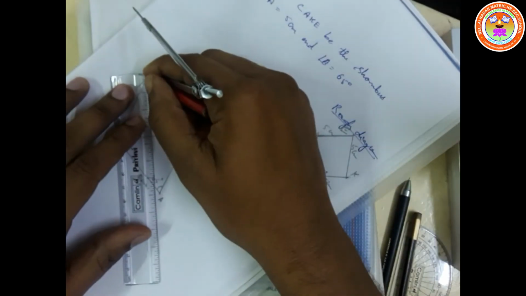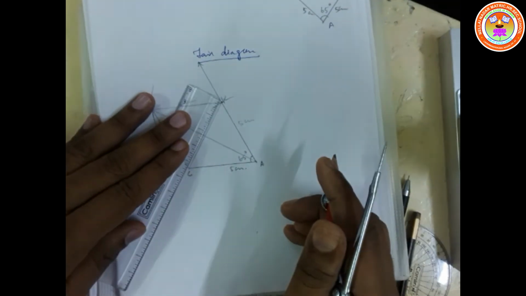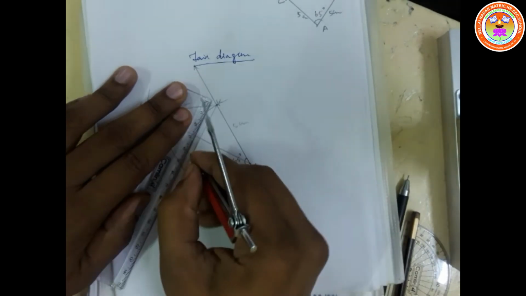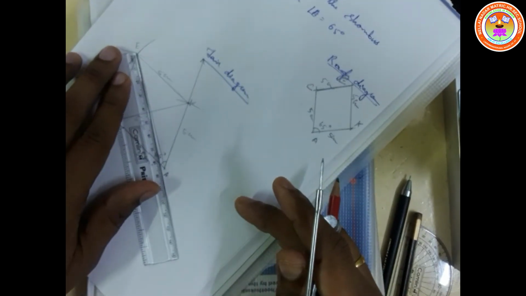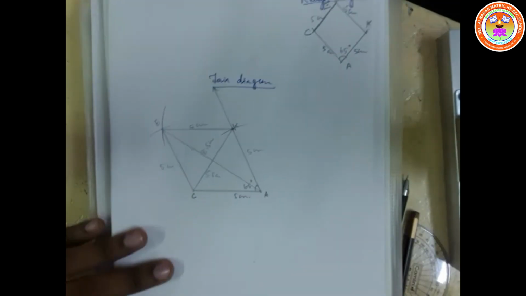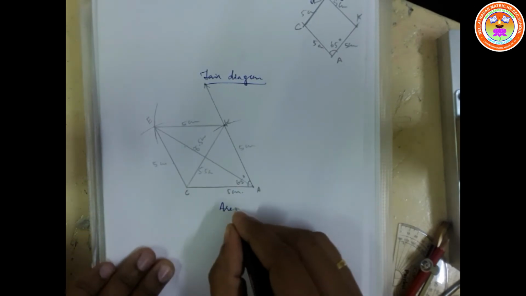Join the diagonals and measure and write it out. The measure of this diagonal is 5.5 centimeter, and the measure of this diagonal is 8.5 centimeter. So using these measures, we are going to find the area of the rhombus.